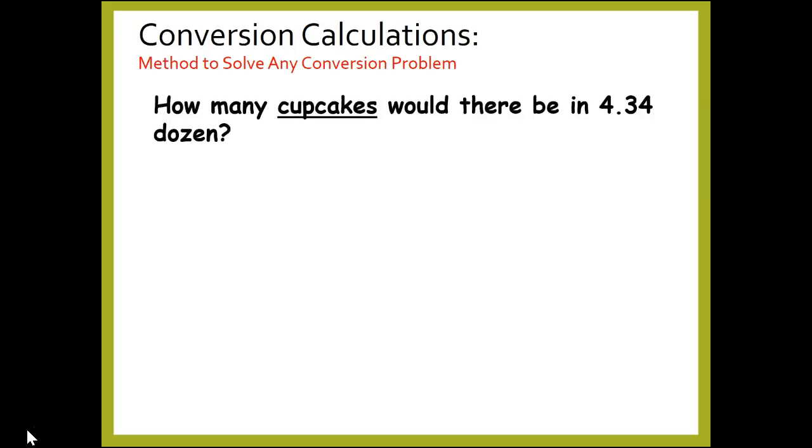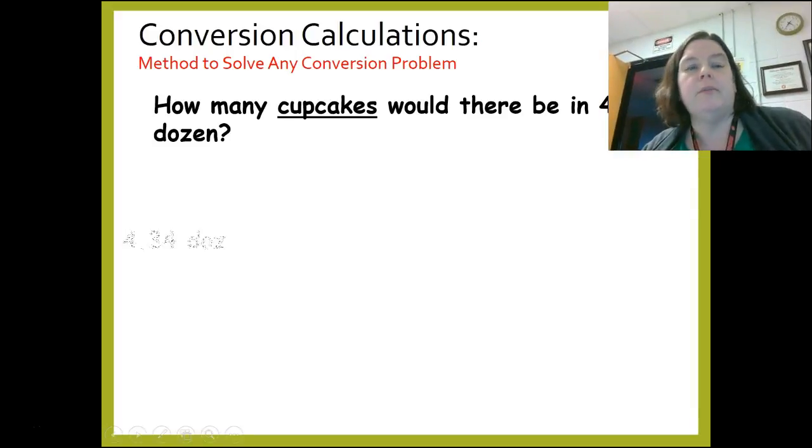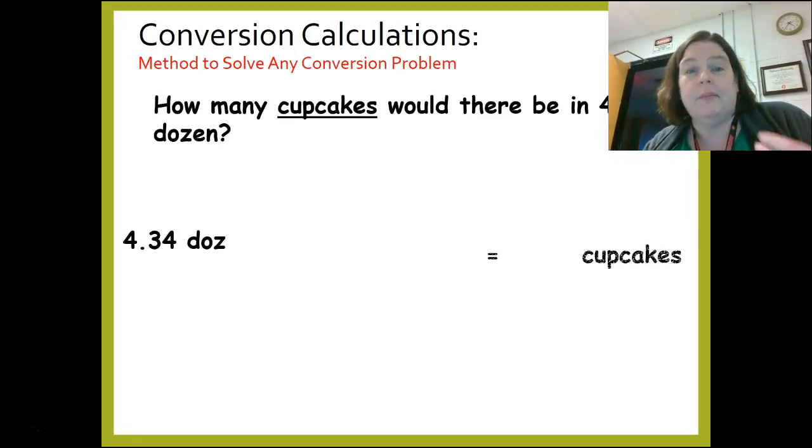So, any method. If I want to know how many cupcakes there would be in 4.34 dozen, you know the answer to this question already. You don't have to do much work. You know what to do, but I want to break it down into steps so that we can understand what we're trying to do. So, I know that I'm starting with 4.34 dozen. That's the only number that I'm given in the problem. What am I looking for? I'm looking for the number of cupcakes that are in that.